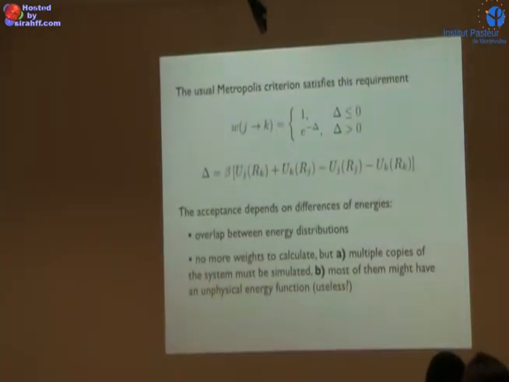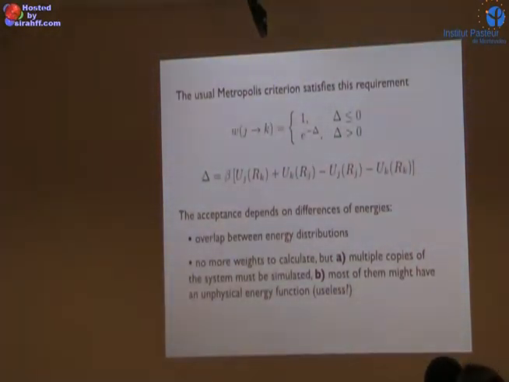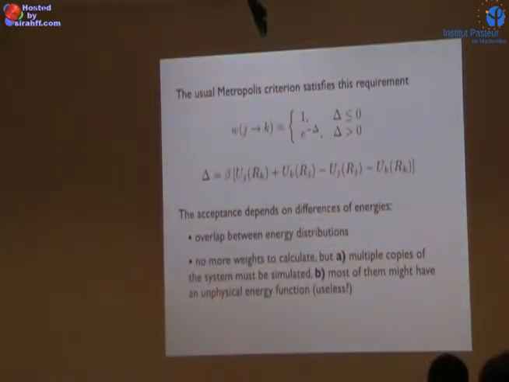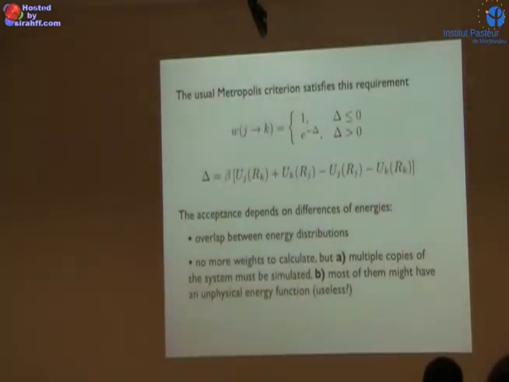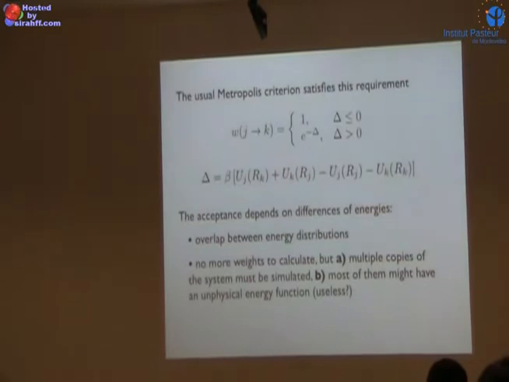So we were noticing before, the acceptance depends just on the difference of energies. Here we assume that the temperature is the same, though it can be different, and we will see that in the next few slides. What you also notice about this is that I don't have to compute or estimate any weights, just the difference of energies.